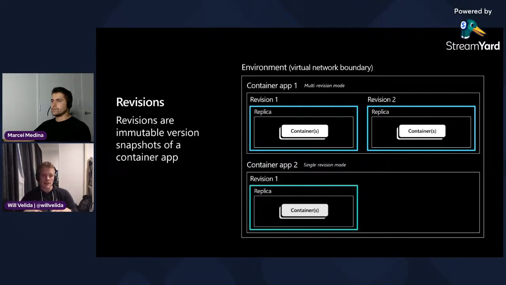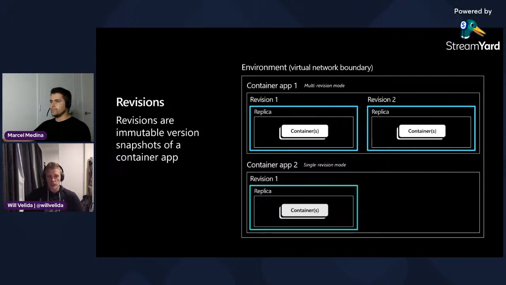Container apps can either run in a single revision mode, which is the default, or multiple revision mode. Single revision mode essentially means there is only one revision of your container app that will be active at any time within your container app. So when you're deploying new revisions to your container app, and we'll talk a little bit about how revisions are triggered from changes, that revision will only ever be active in your container app.